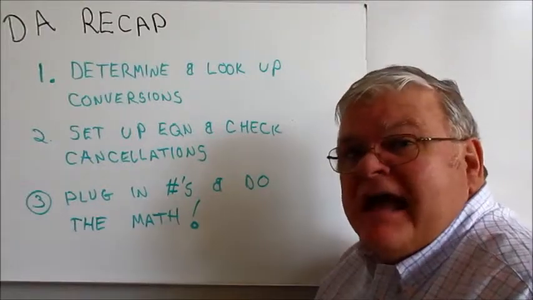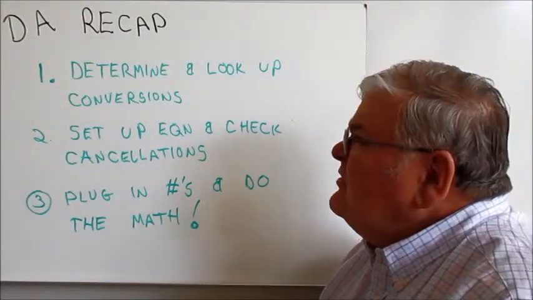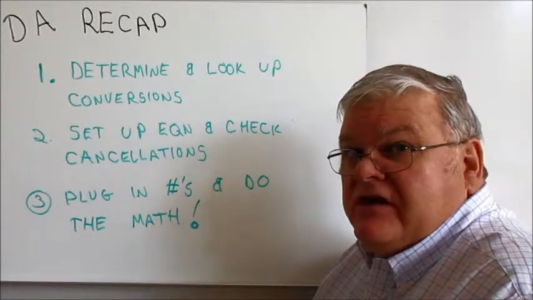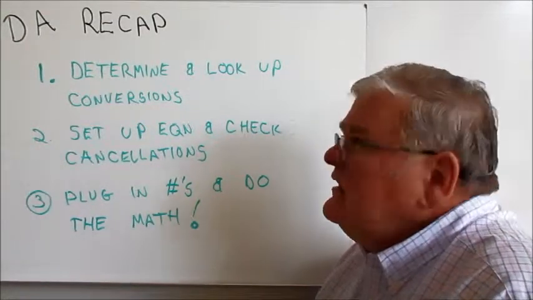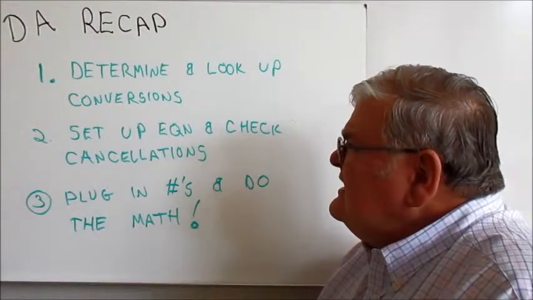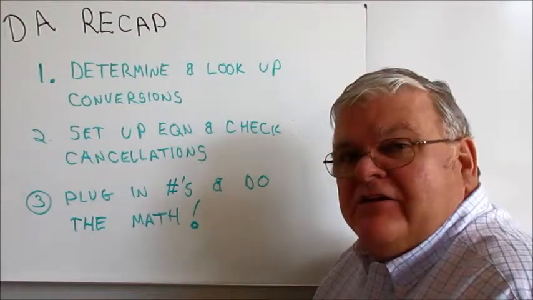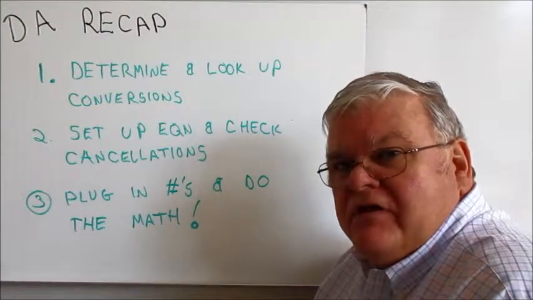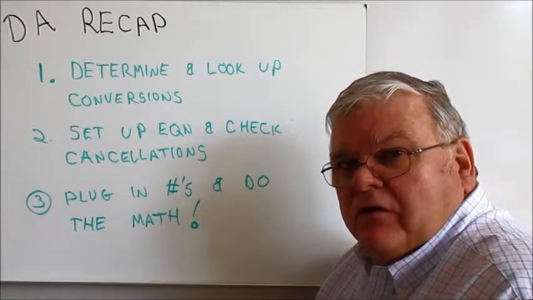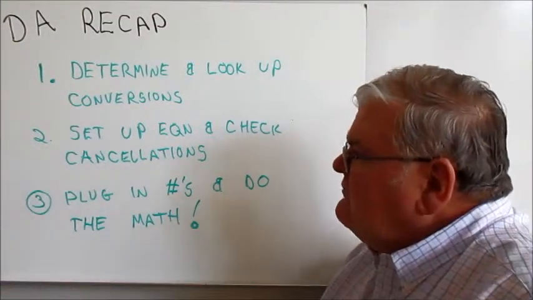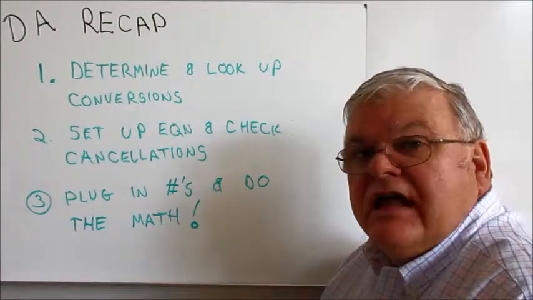Okay, let's recap the steps we took there. First, we determined and looked up those conversion factors. Use the internet, your best friend. Look up the conversions you need for each step. Then, set up an equation and check your cancellations. When you're done, you should only have the units left for what you're looking for. All the other ones should be canceled out. Finally, plug in the numbers and do the math.